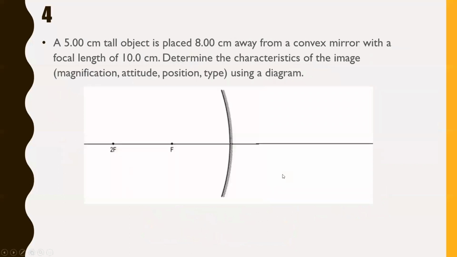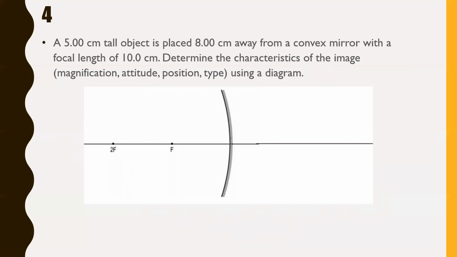So question 4. Oh, you can already tell. I can already hear some of you guys cringe. It's a curved mirror question. Ooh, here we go. A 5.00 centimeter tall object is placed 8 centimeters away from a convex mirror with a focal length of 10 centimeters. Determine the characteristics of the image.